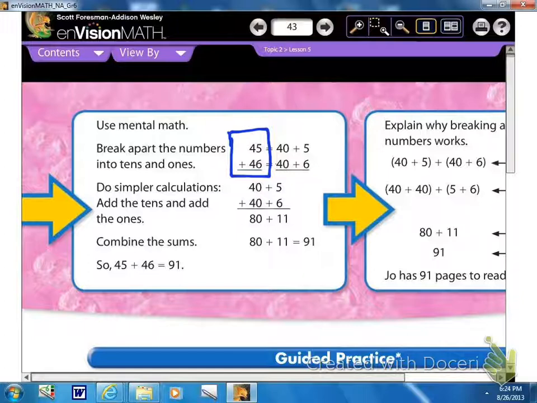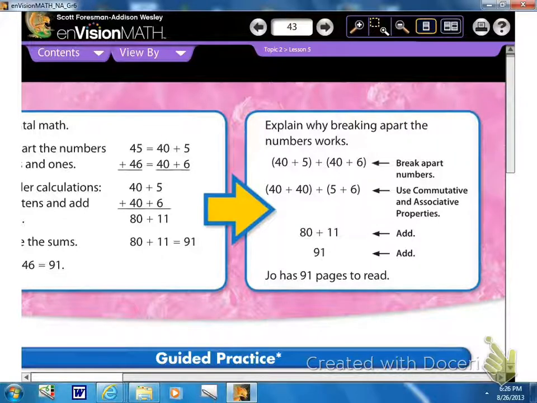So we know 40 plus 40 is 80, and then we have this 5 plus 6, which is 11. 11 plus 80 is 91. So this is a way to just do this in your head without having to add it the normal way.